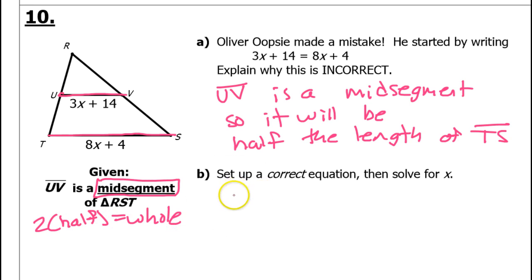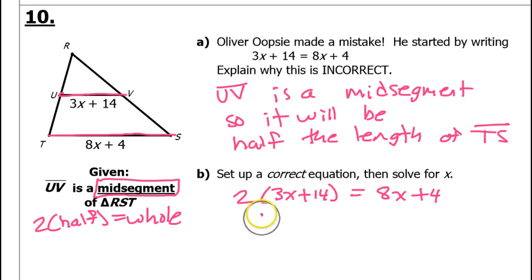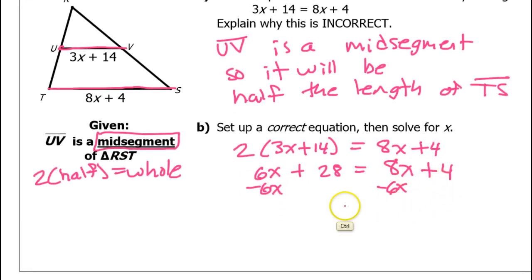That's the idea. So that's why a correct equation would be 2 times 3x plus 14 will equal 8x plus 4. So that will make 6x plus 28 is equal to 8x plus 4. I will probably subtract 6x from both sides to keep the x's positive. So then I have 28 is equal to 2x plus 4. Subtracting 4 from both sides, we have 24.